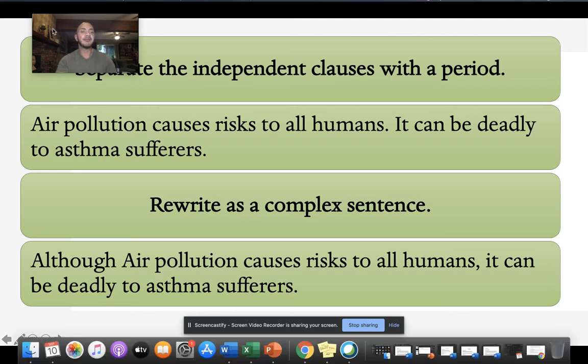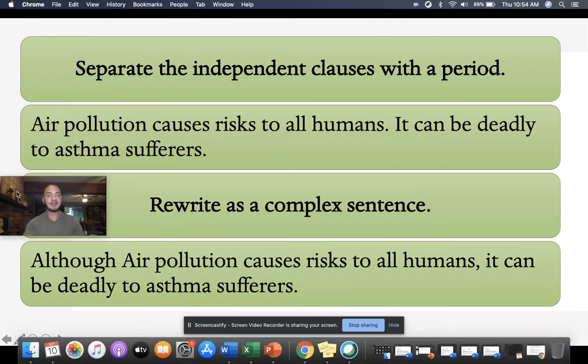Another way that we can fix a run-on sentence is just by separating the two independent clauses with a period. This is probably the easiest way to correct a run-on sentence. So if you take a look at the example, air pollution causes risks to all humans, period, capital I, it can be deadly to asthma sufferers.